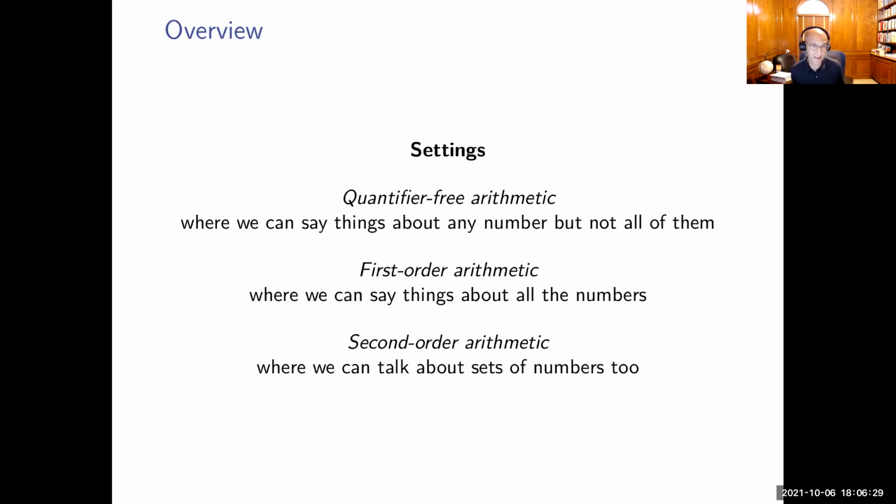So the general setting of what I'm going to talk about is formal theories of arithmetic. I will talk about theories in the language of quantifier-free arithmetic, where you have variables ranging over arbitrary natural numbers, but no quantifiers over all the natural numbers. So you can say things about arbitrary numbers, but not all of them. Then first order arithmetic, which adds quantification over the natural numbers. And then second order arithmetic, where you can talk about sets of natural numbers and quantify over them as well.